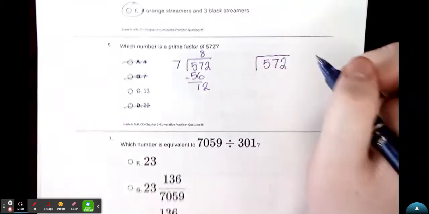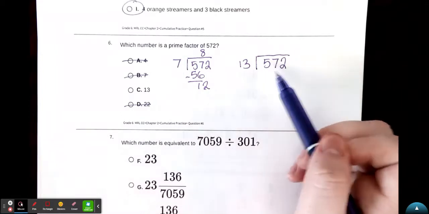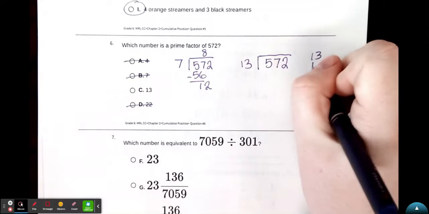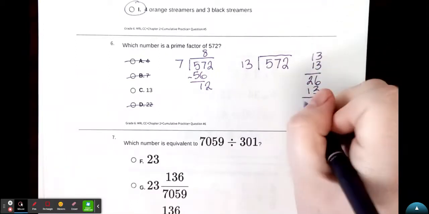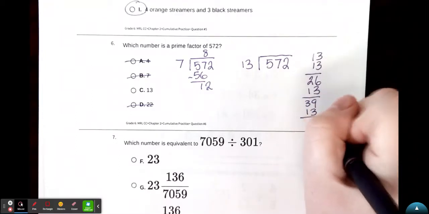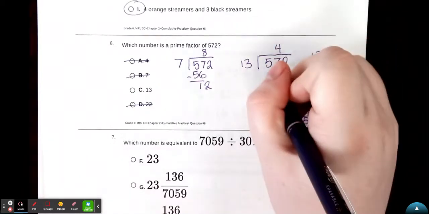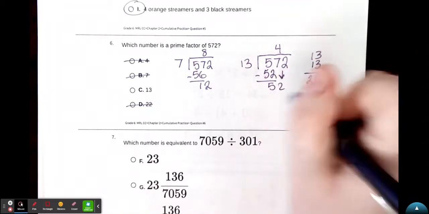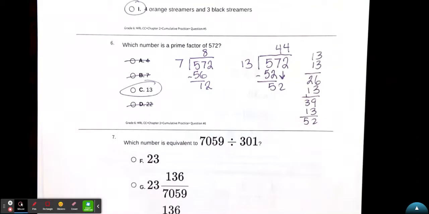572 divided by 13. 13 doesn't go into 5. It goes into 57. Let's see. 13 plus 13 is 26, plus another 13 is 39, plus another 13 is 52. So 1, 2, 3, 4. We get 52. Subtract, we get 5. Bring the 2 down, and we know that it goes into 52 exactly 4 times. So 13 is a prime factor.